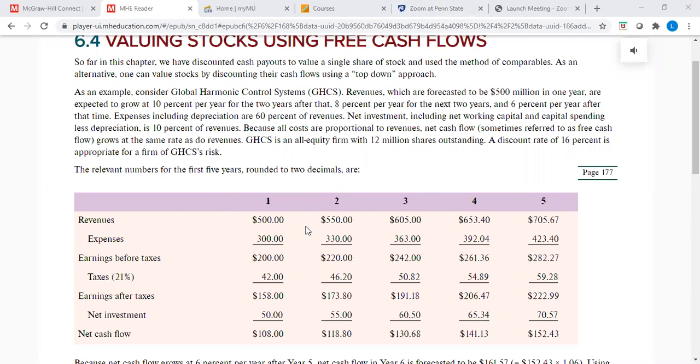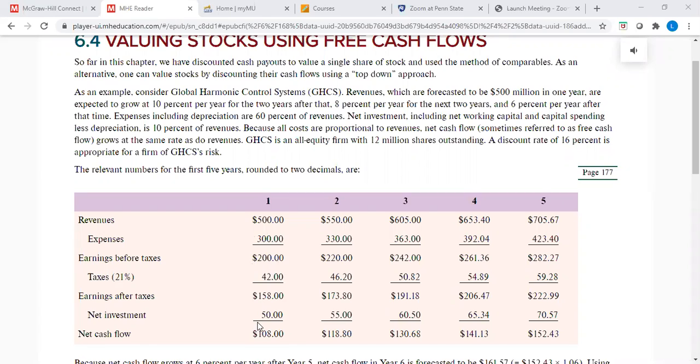So if we continue our analysis here, we take our revenues minus cash expenses. Earnings before taxes will be $200 for the first year. Now, remember, we do have an income tax component. 21% is the current tax rate for corporations in the United States, and that's the assumption here. So subtract that to get your cash from earnings.